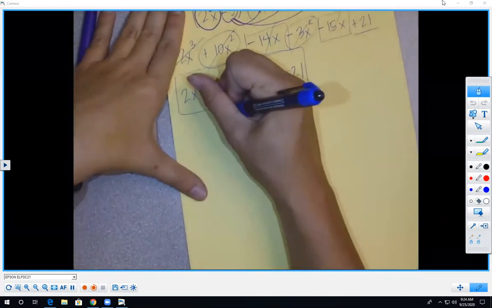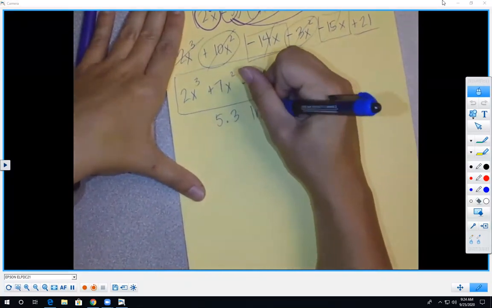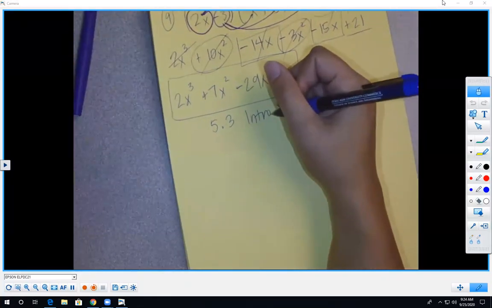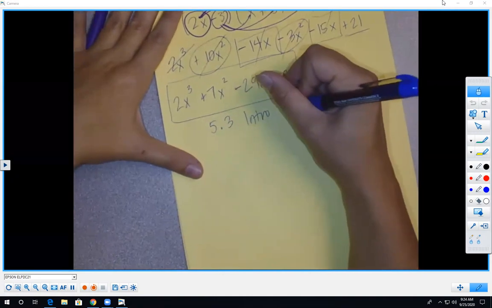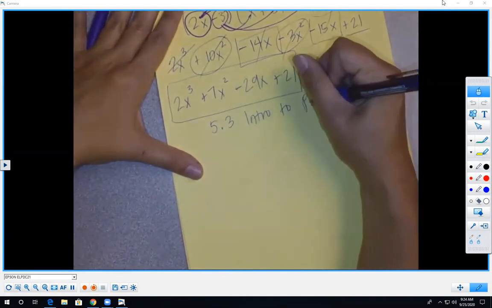Okay, the next thing we're going to talk about is section 5.3. This is an introduction. I know it's the one before this, before we just learned. This is an introduction to polynomials.